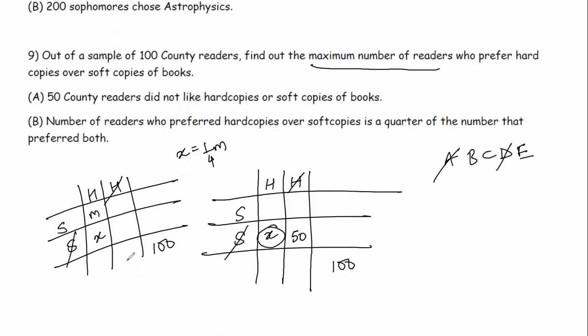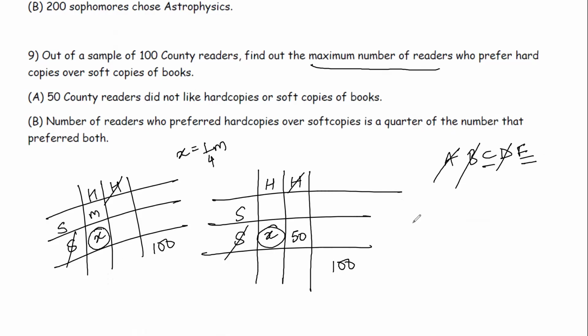Not able to get to an answer because there are two variables. We have to find out the maximum possible number of this, right? Okay. So B doesn't answer. So it's either C or E. Now we take both information together. So we know this is 50.